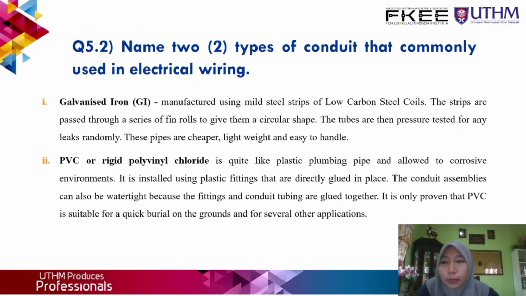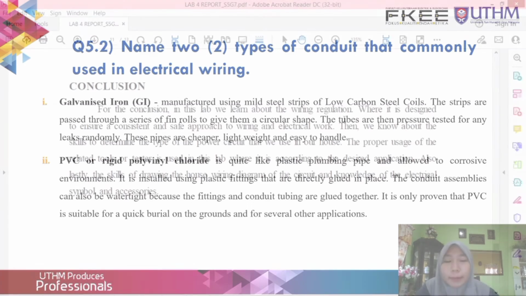The second one is PVC, or rigid polyvinyl chloride. It is quite like plastic plumbing pipe and is suitable for corrosive environments. It is installed using plastic fittings that are directly glued in place. The conduit assemblies can also be watertight because the fittings and conduit tubing are glued together. PVC is suitable for several applications.